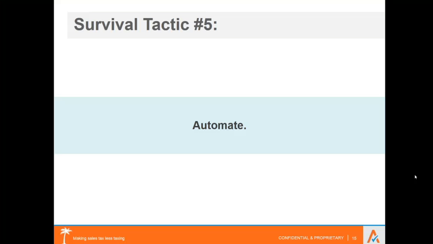Just track the expiration dates of these certificates. Like I said, some states have different varying expirations. For example, in Florida, every year you have to renew your exemption certificate. In Ohio, you never have to renew it, and there's a whole slew in between. If you can automate this whole process, it's going to really improve the experience for your customers.